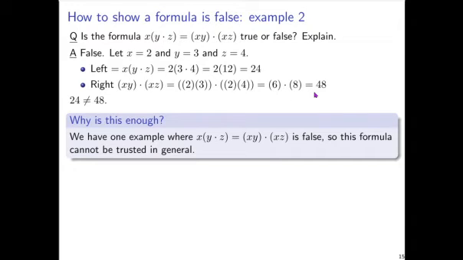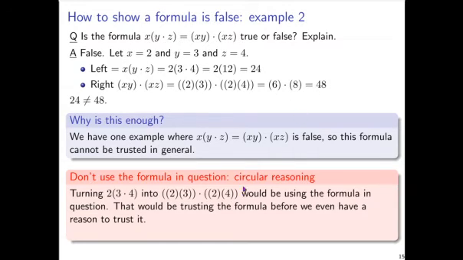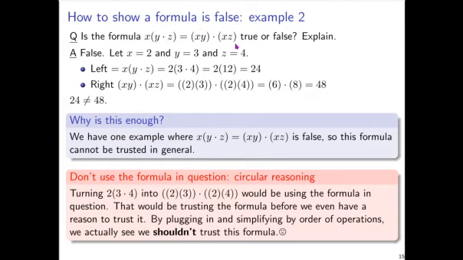So this is enough. We've seen one example why this formula doesn't work, and so it doesn't work in general. If it doesn't work plugging in 2, 3, and 4 for x, y, and z, maybe it doesn't work for any other combinations. I mean, if it does, okay, but in general, this is just not going to work. Again, please avoid this circular reasoning. It's very tempting to want to take 2 times quantity 3 times 4 and decide to take this 2 and do 2 times 3 and then 2 times 4 like this. But that would be using the formula in question. That would be circular reasoning. The whole point here is that by plugging in and then simplifying by the order of operations, we actually see that we shouldn't trust this formula in the first place.